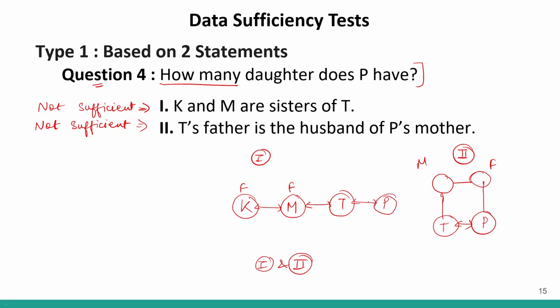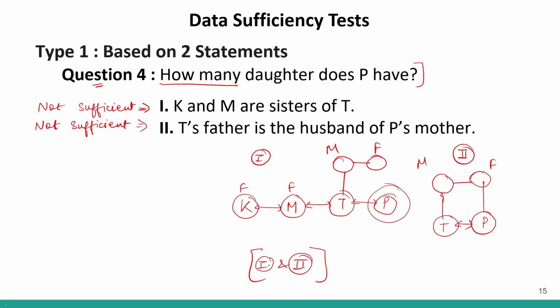Correct? T's father is the husband of P's mother. So they have parents and these are all siblings. So can I answer the question, how many daughters does P have? No. That information is not given either in the first statement or the second statement. So even after combining statements 1 and 2, I am not able to find the answer.